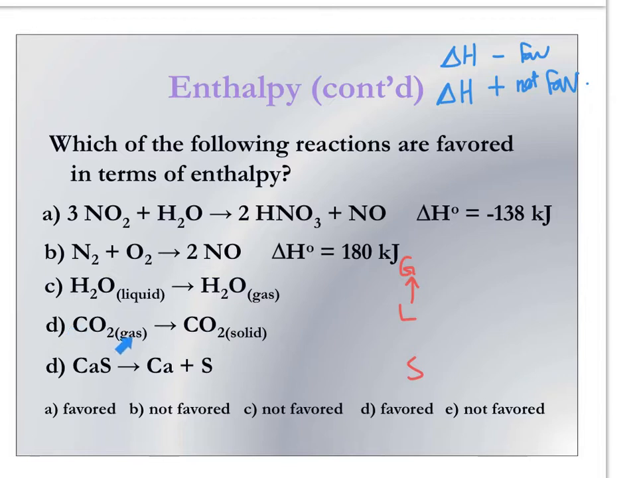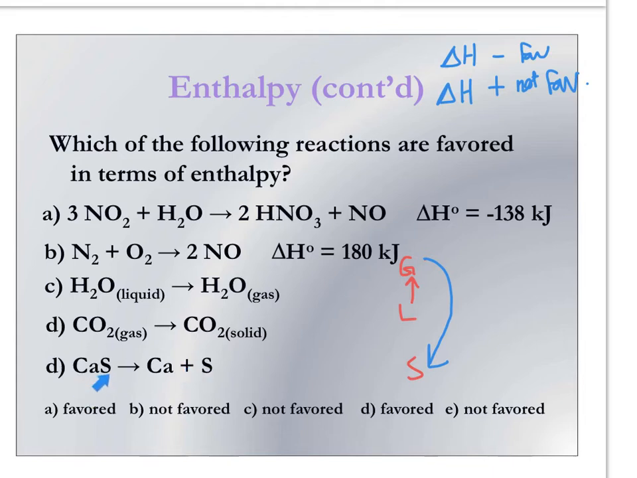Okay, let's look at CO2 gas going to CO2 solid. So now we're taking the gas and turning it into solid. So in order for a gas to turn to solid, that gas has to give away some energy in order to become a solid. So that is exothermic, which would be favored.